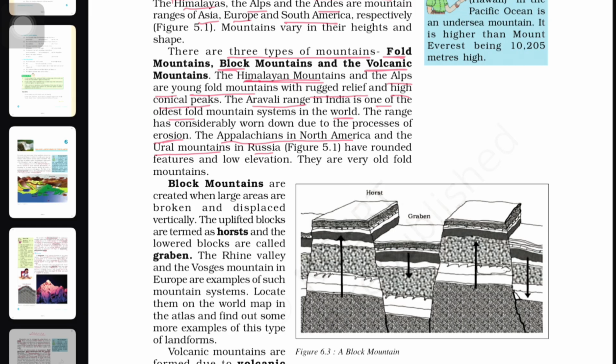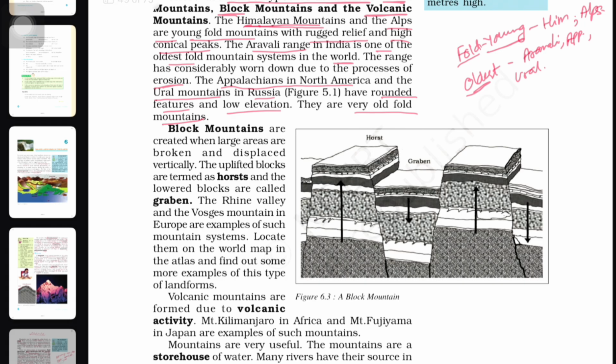If we talk about fold mountains, the best examples are our Himalayas and Alps, and they are also the young fold mountains. If the exam asks for an example of young fold mountains, you can write Himalayas and Alps. And if they ask for the oldest, then our Aravalli range, which is in India, is the world's oldest mountain range, along with the Appalachians in North America and the Urals in Russia. So these are the oldest fold mountains, and these are the youngest fold mountains. Remember these key points, they come in MCQ kind of questions.